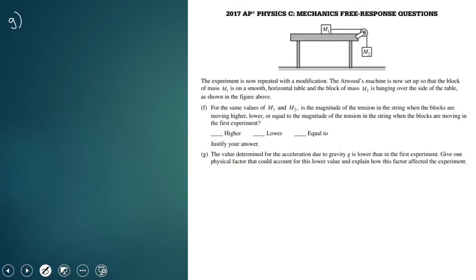Now for part G, it says the value determined for the acceleration due to gravity, g, is lower than in the first experiment. Give one physical factor that could account for this lower value and explain how this factor affected the experiment. So there's basically two main choices. You could talk about air resistance and make an argument, or you could talk about friction on the table and make an argument. It says that there's a smooth horizontal table, but smooth surface does not necessarily mean frictionless. So I'll pick friction just because it's probably the easier one to talk about.